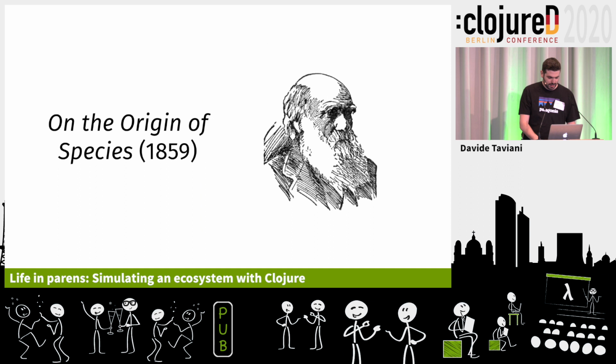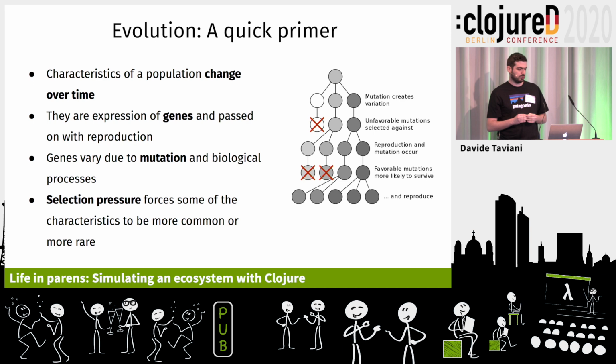In 1859, a very famous book was published, On the Origin of Species, which was revolutionary. The contents were also a bit known, but in there, the principles of evolution were codified, and they are now the basis for evolutionary biology as we know it even today. So just a few words about what these principles are.